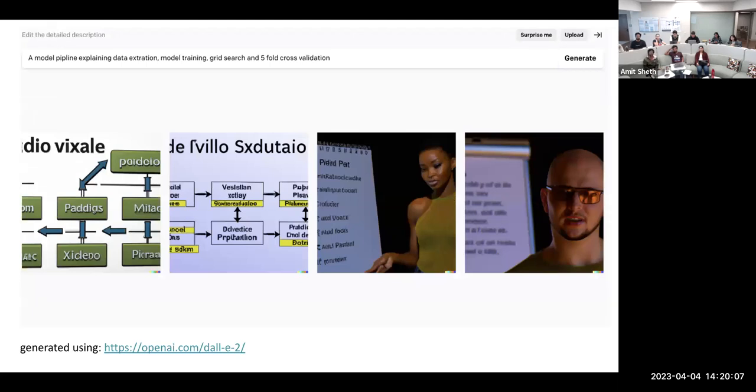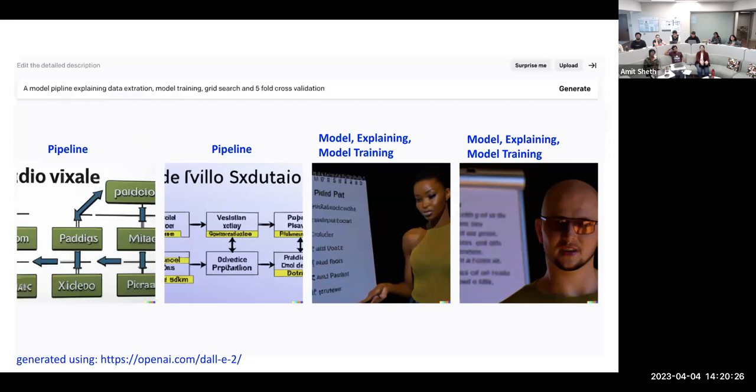Some things are interesting. Yeah. And I will show you the example. So this is an example for AI that I was showing earlier. If you ask a proper prompt, that I need a model pipeline explaining data extraction, model training, grid search, and a 5-fold cross validation, you can see what it is generating. Can you go to the next one? So it is generating a pipeline, which you can see is not really the pipeline of what we want. It is giving us model explaining or whatever prediction it is giving. So it is not an accurate thing to ask machines to come up with our arguments or create models which we can use in our scientific articles.